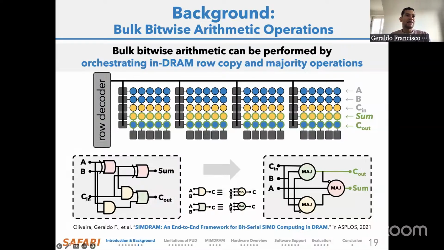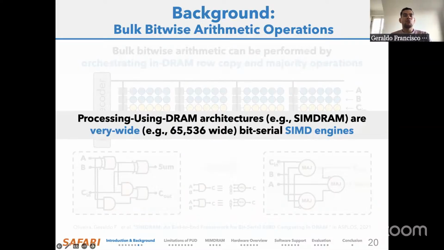So if you pay attention to this example, you see the processing using the DRAM chip basically as a very wide bit-serial SIMD engine, single instruction multiple data, where we execute bit by bit of a data word. As I mentioned, the example was only 1 bit, and we have as many operands as we have DRAM rows inside the DRAM subarray, or as many SIMD lanes as we have in the DRAM subarray.